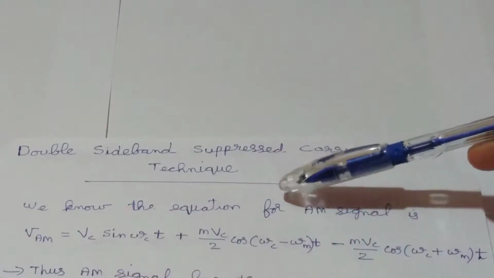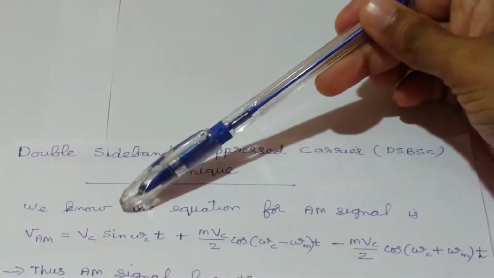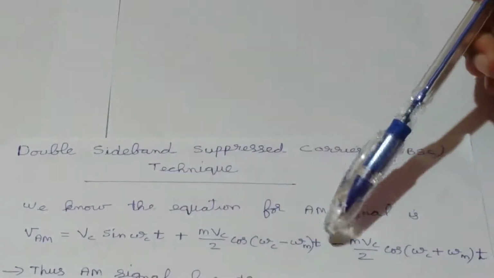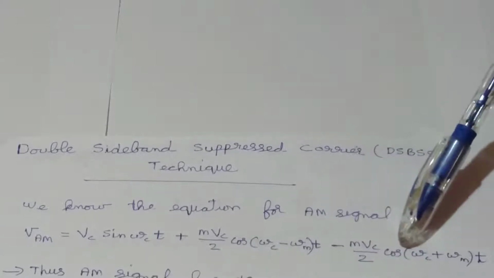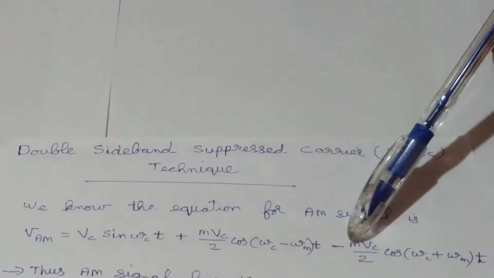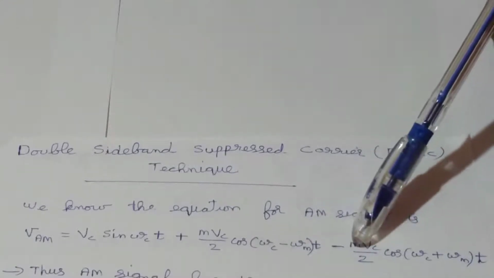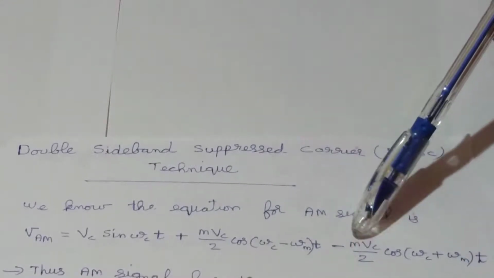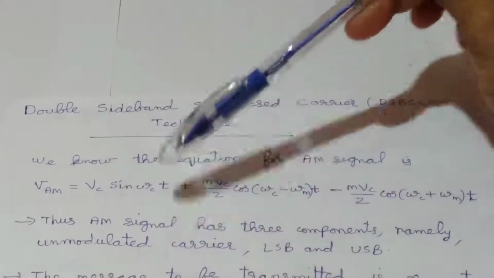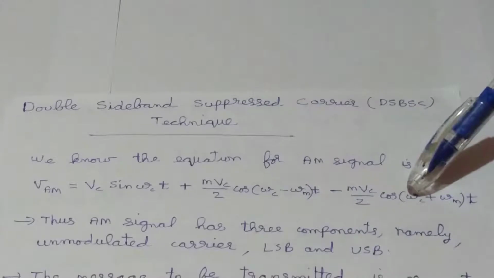We know the equation for the basic amplitude modulated signal is VAM = Vc sin ωc t + (m Vc/2) cos(ωc − ωm)t − (m Vc/2) cos(ωc + ωm)t. We have already derived this equation in our part 1 class. If you want, you can go through that video class for the derivation of this equation. Then from this equation we know this AM signal has three components, namely the unmodulated carrier component, the lower sideband component and the upper sideband component.